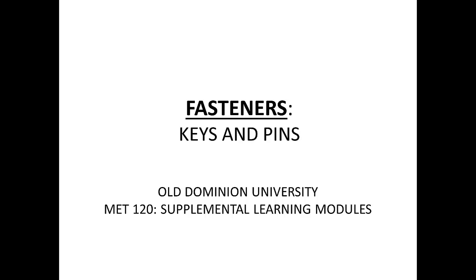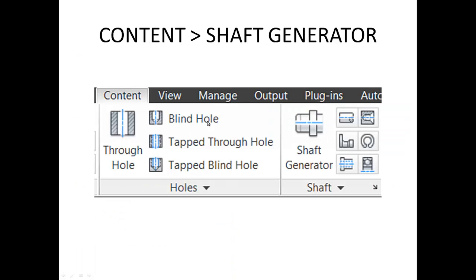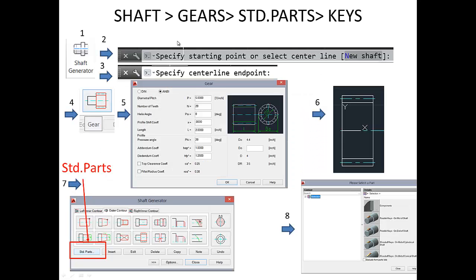You're about to watch a module about how to create keys and pins in Autodesk AutoCAD in 2D. So first of all, you should go to the content center, and then in fasteners, you have the option to select different pins. And then in the shaft, you'll be able to select different keys under the shaft generators. I will show you later how, when you go to content shaft generator, you can select different kinds of keys.